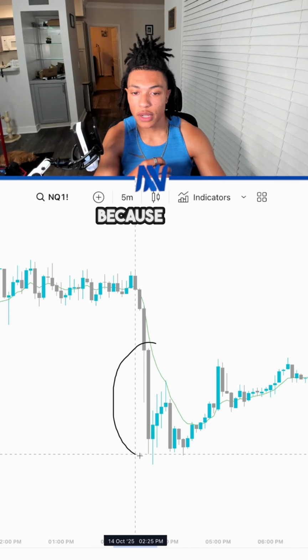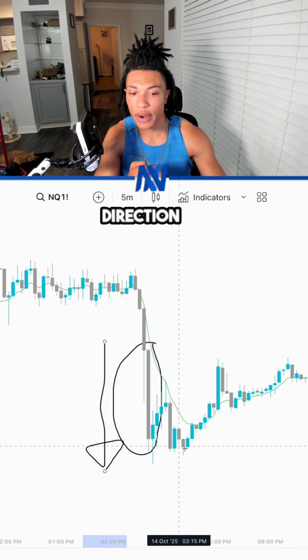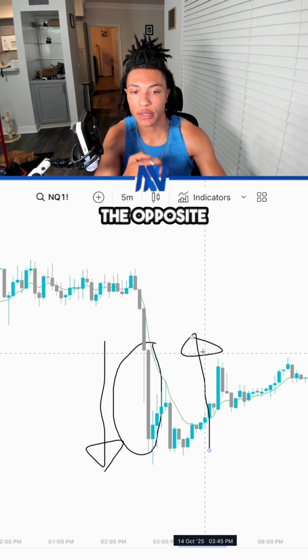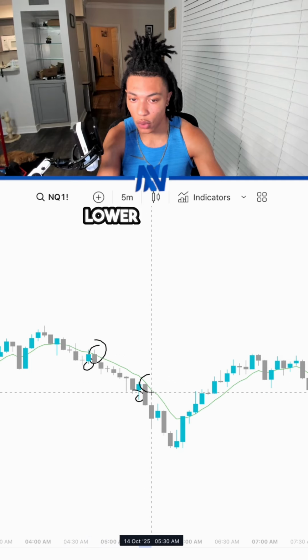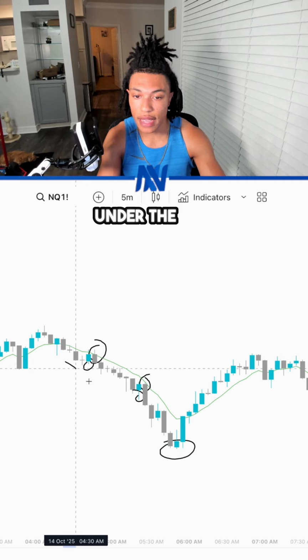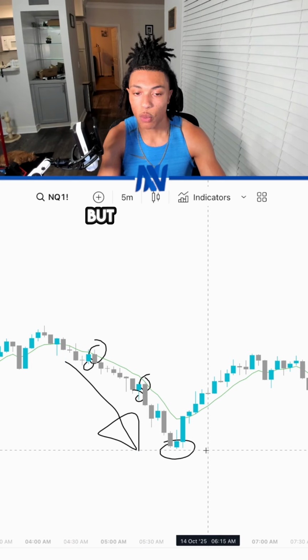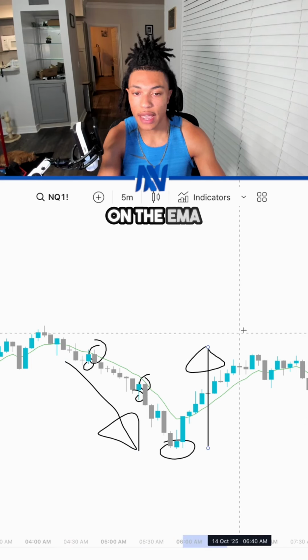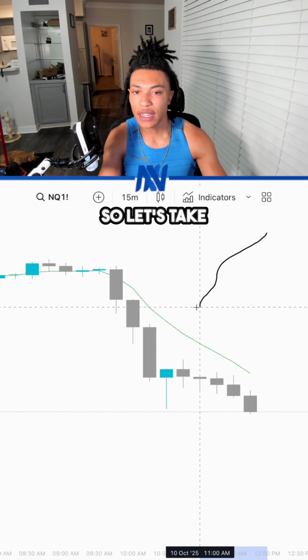This is very important because once we see that news candle happen, we need to know if it's going to continue in that direction or if it's going to break back to the opposite direction. And if we see that 8 EMA being respected, and in this case, lower highs and lower lows are being formed under the 8 EMA, then we can clearly establish the trend as a bearish trend. But once we see the break and lack of respect on the 8 EMA, then we can invalidate that trend and avoid the trade altogether. So let's take a look at this example.